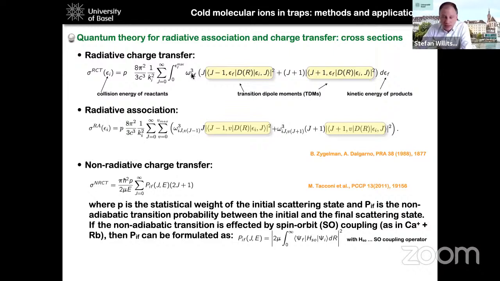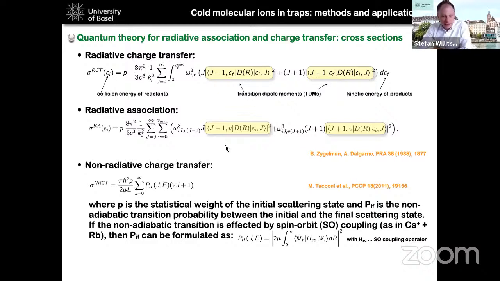This is a bit reminiscent of what you also have in the Einstein A coefficient. So there is an omega power 3 dependence, and omega is the angular frequency of the photon that's emitted. So it's the same as we have in an Einstein A coefficient. But then we also have these transition dipole moment matrix elements. So this is essentially the dipole moment matrix element for the optical transition between the initial state and the final state. Remember, these are radiative processes.